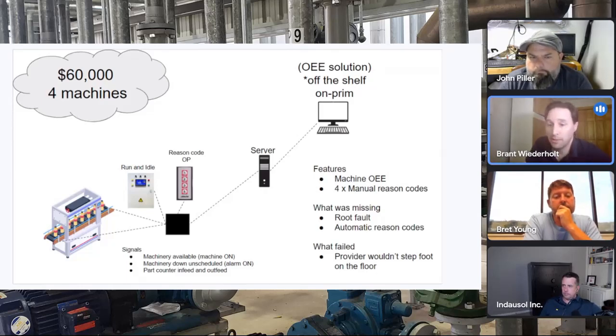And sometimes it's actually really good as a proof of concept. If a plant doesn't know whether they need to dive into a $100,000 or $200,000 solution, jumping into a $5,000 solution and seeing if it actually benefits them at all is not a bad route.